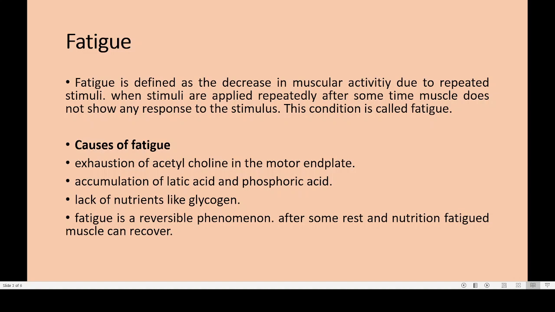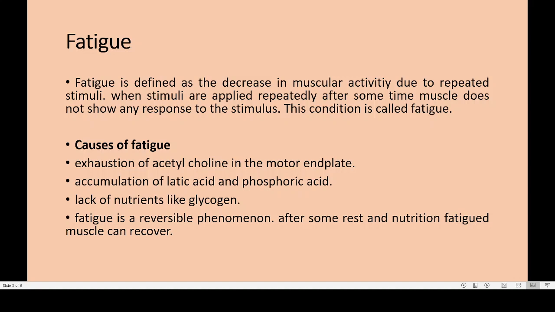What is a normal response? Contraction of the muscle. So muscle response is when a stimulus reaches a muscle, it contracts, and that contraction will not take place if you repeat the stimulus so many times one after another. When stimuli are applied repeatedly, after some time the muscle does not show any response to the stimulus, and this condition is known by the name muscle fatigue. So basically, muscle fatigue simply means the muscle is not able to respond.